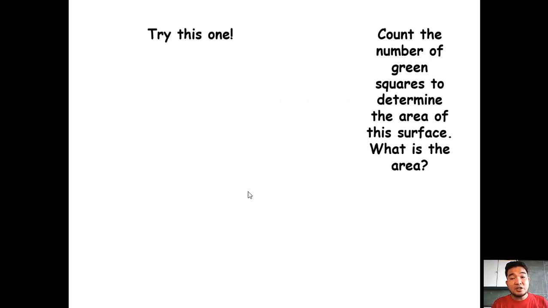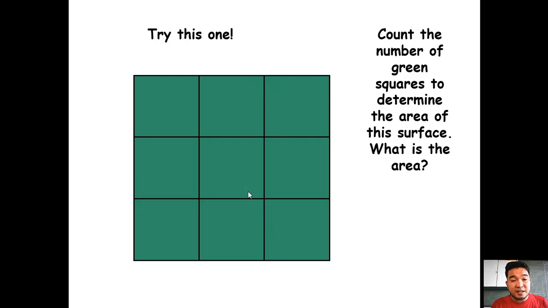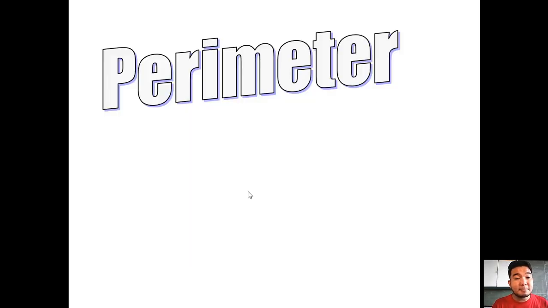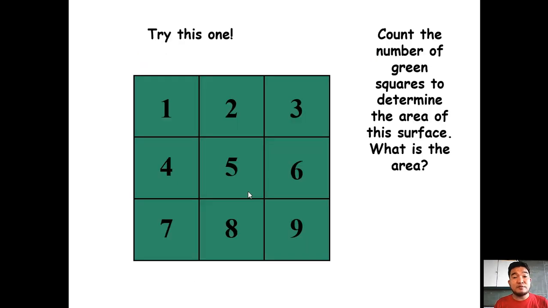Another. Count the number of green squares to determine the area of this surface. What is the area? There you go. So we have how many squares? 1, 2, 9. So the area would be 9 square units. Okay, so that is how we solve for the area.